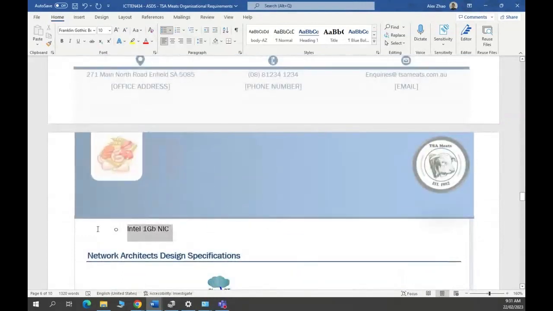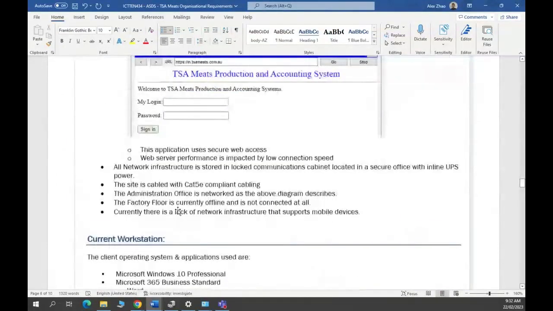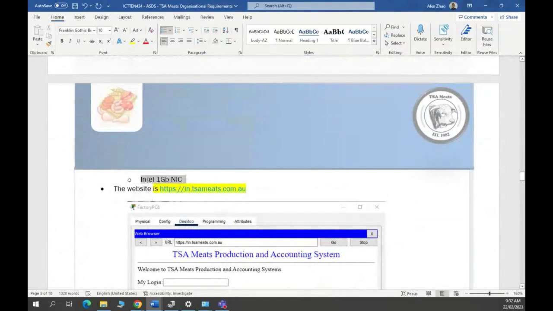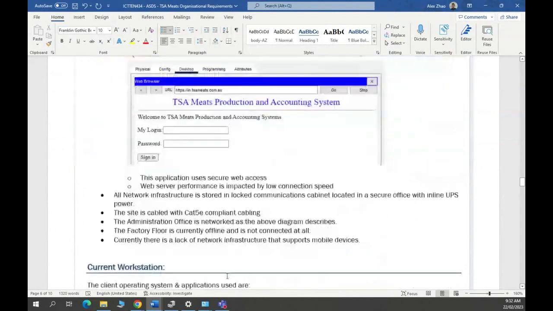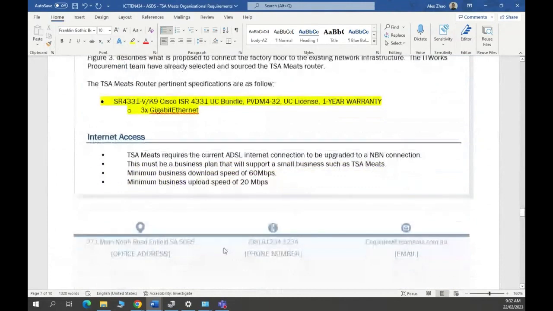Oh yeah, here it is. It's just gone onto the different page. Okay, it's saying it's 1 gigabit for the workstation. Oh, it's also, how convenient, it's also 1 gigabit for the server.